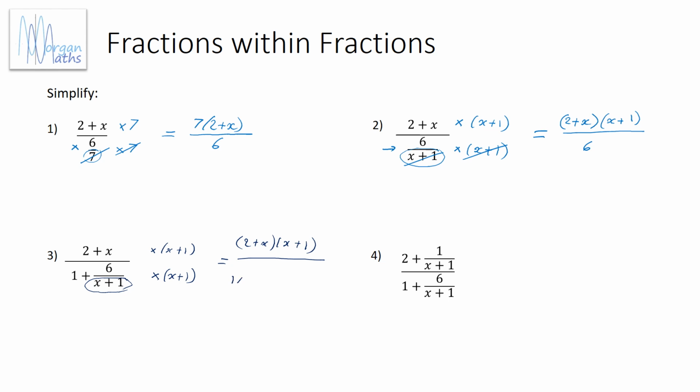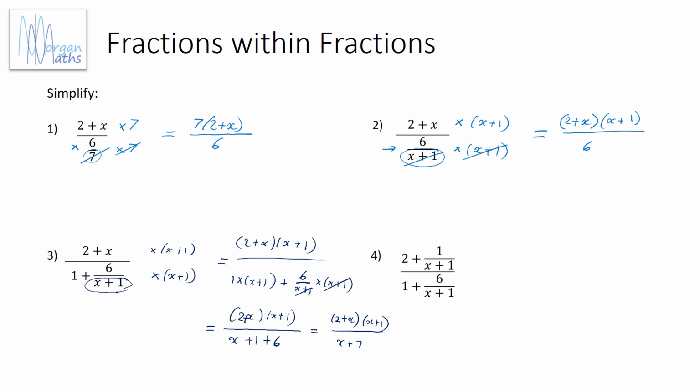So these two x plus 1's cancel, and you're left with, at the denominator, 1 times x plus 1, so that gives you x plus 1 plus 6, which you tidy up as x plus 7, and the numerator stays as 2 plus x times x plus 1. So watch out when you do this. The approach is the same. You need to get rid of that embedded denominator, so you're going to multiply by x plus 1. But if you do that, you have to multiply every term at the denominator.